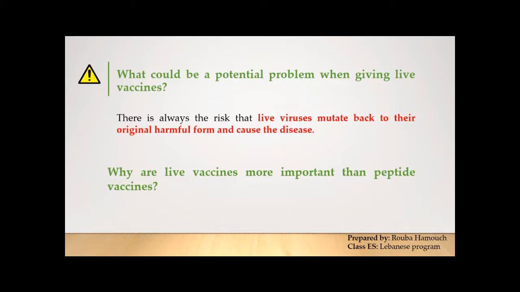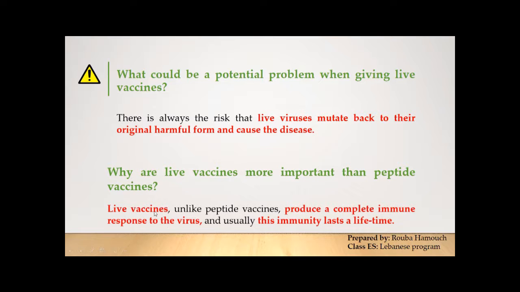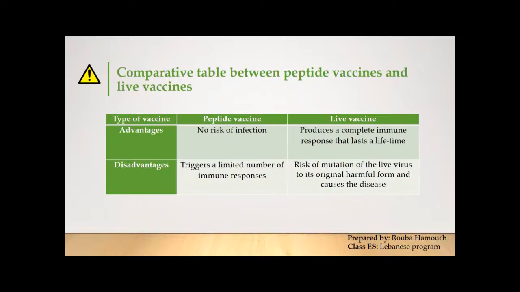But why are live vaccines more important than peptide vaccines? Because live vaccines, unlike peptide vaccines, produce a complete immune response to the virus, since we inject the whole virus and not only a part of the virus, and usually the immunity triggered against the whole virus lasts a lifetime, unlike the peptide vaccines that need several injections and boosting.